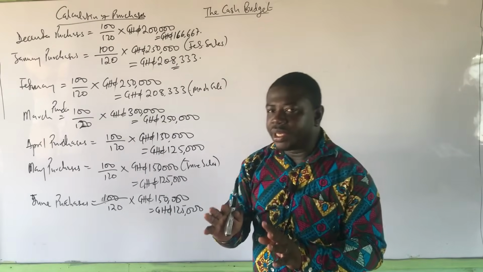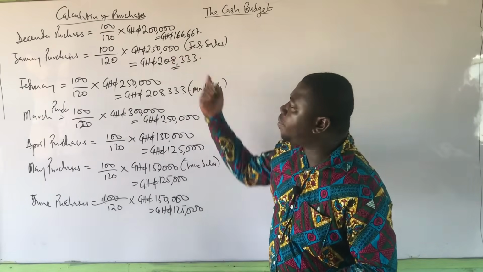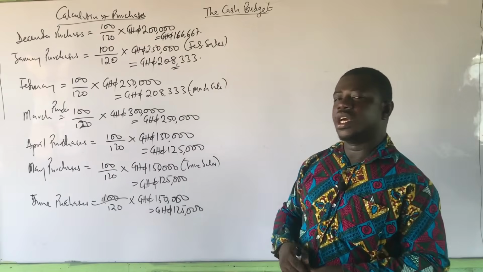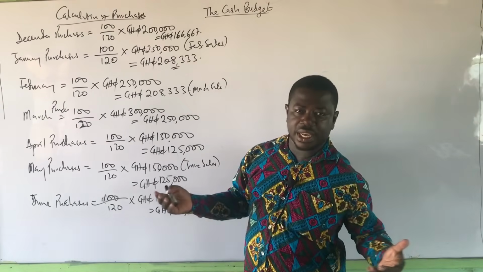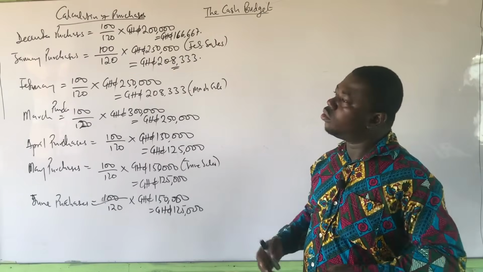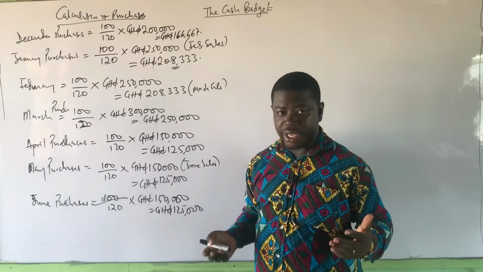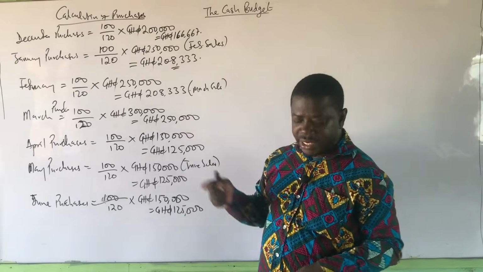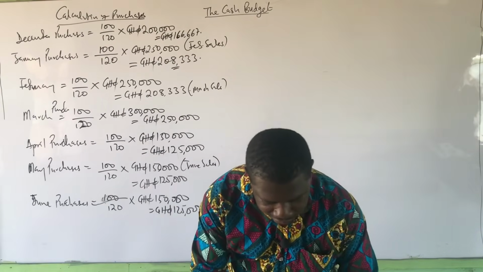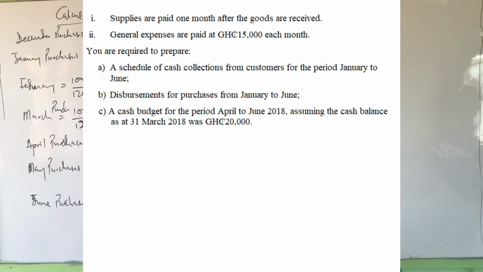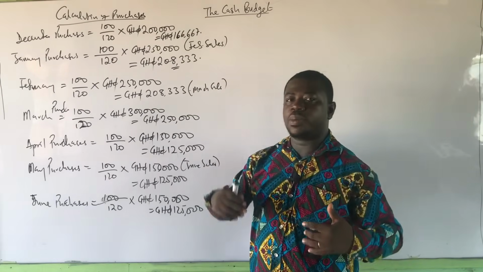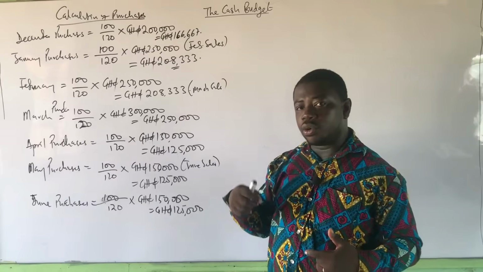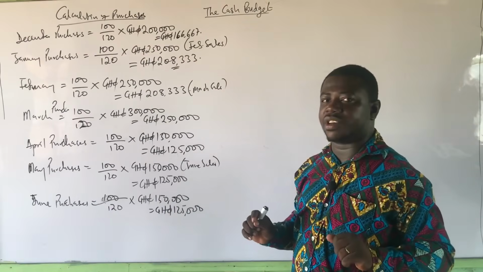But it could have been that they will tell you that 60% is paid in the month of purchase, 30% in the next month, 10% in the next 2 months after purchase. Or they could have made it any other way, just like they made for the sales. But in this case, we are told from the question that supplies are paid 1 month after goods are received. So that confirms that it's on credit. That is a pure credit transaction.